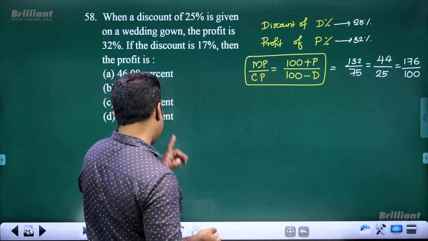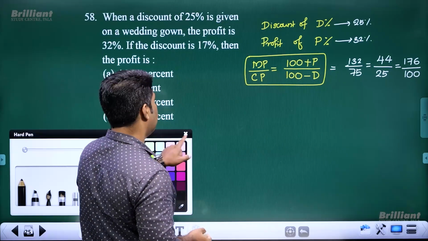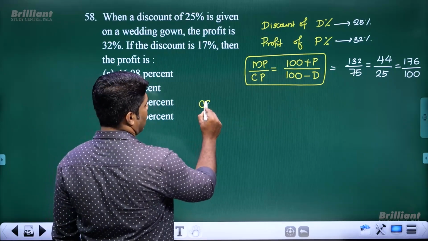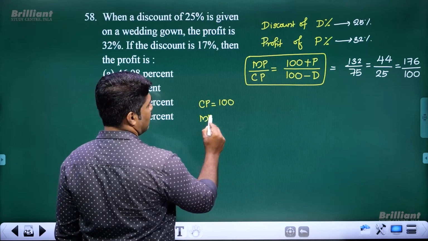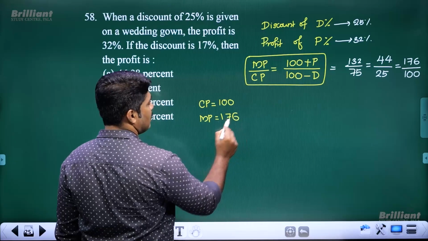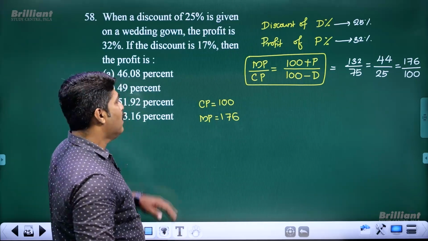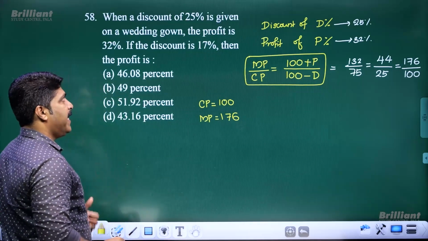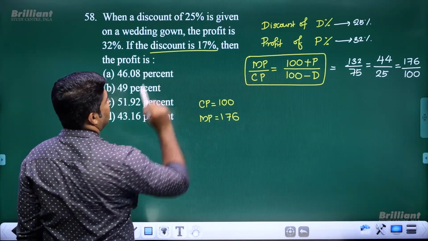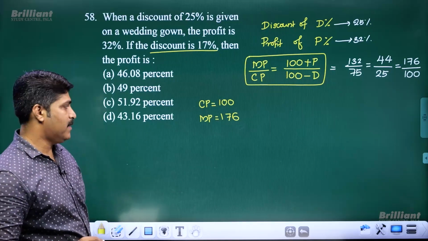So what you can assume here? Here, the cost price of this article is 100. So we are assuming the cost price is 100. Correct. Marked price then is 176. What is the next step? This is as per the first data. And it's asked again, if the discount is 17%, then the profit is?